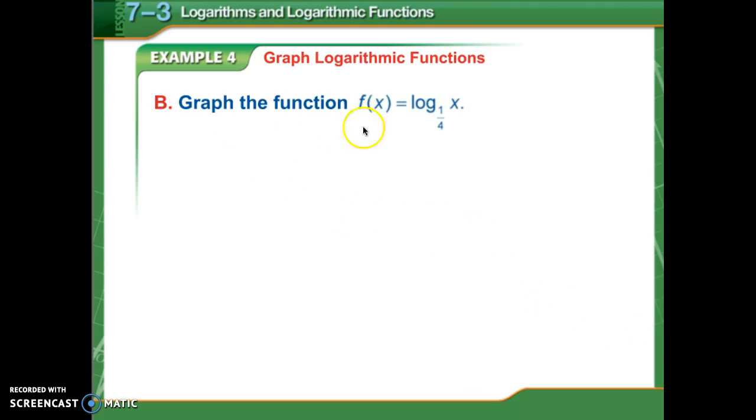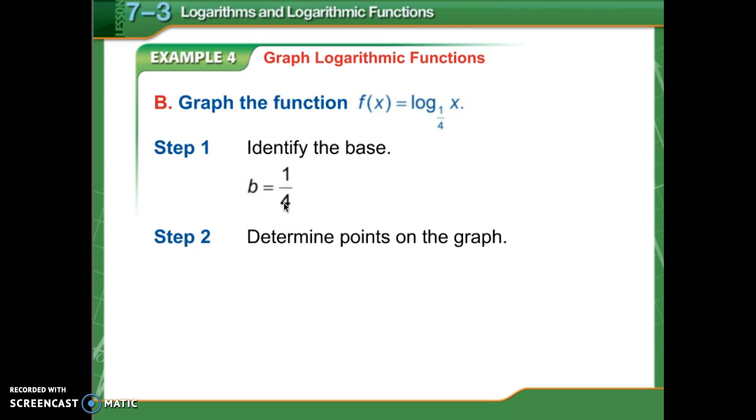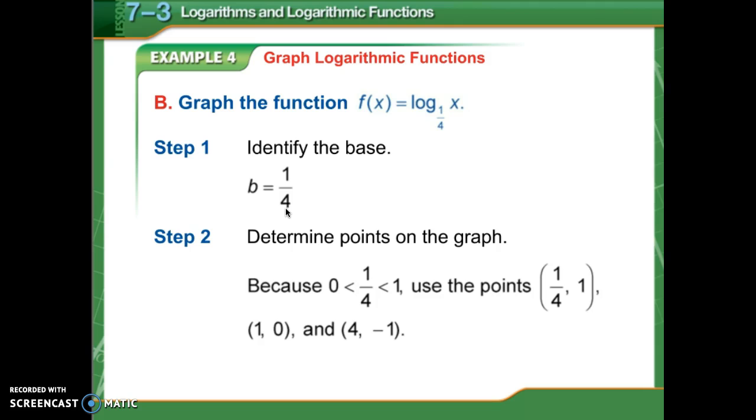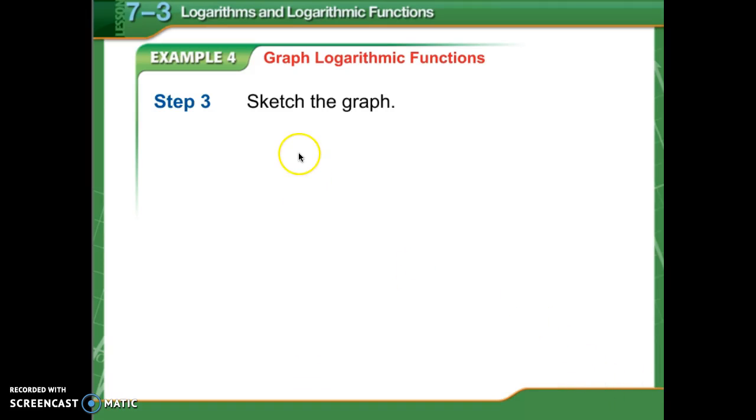Okay, this time in part B, we're going to look at log base 1/4 of x. So this time, our first step, identify the base, just like before. Our b value is 1/4. What that means is our graph is going to be flipped over from before. So this time we're using the points b, comma, 1; 1, comma, 0; and 1 over b, comma, negative 1. And then we're just going to sketch those points on our graph.